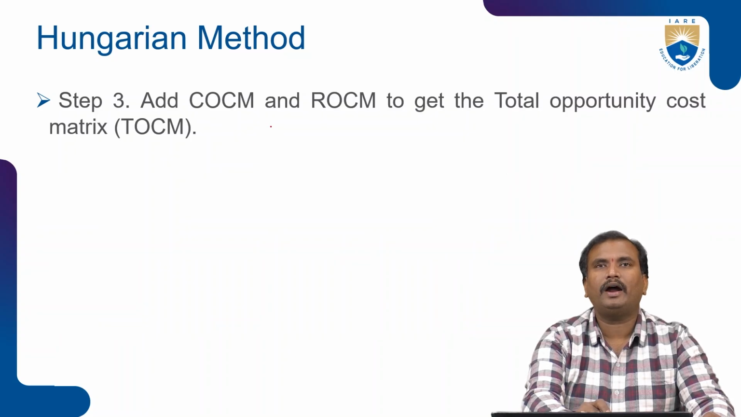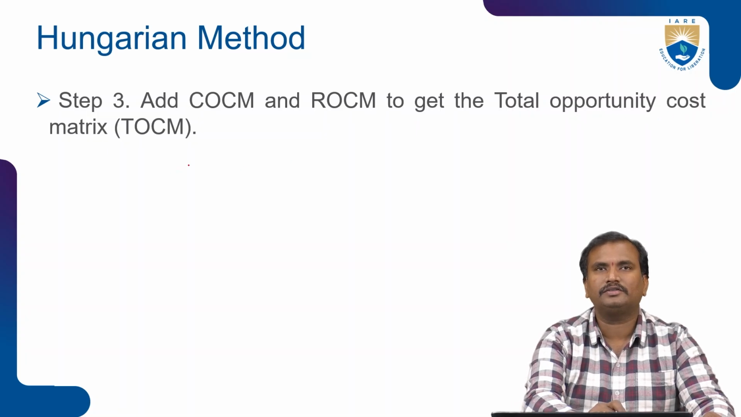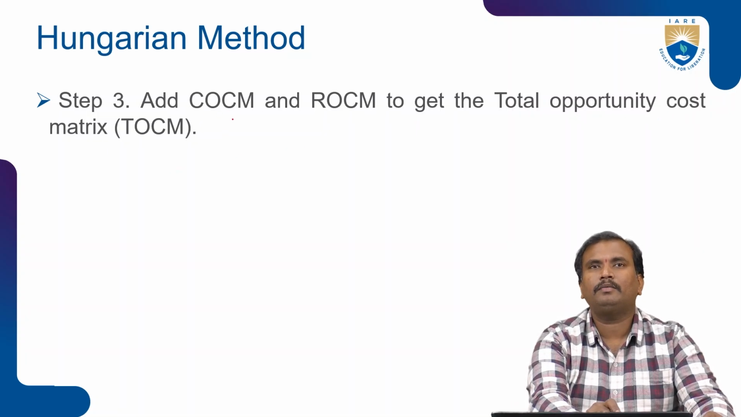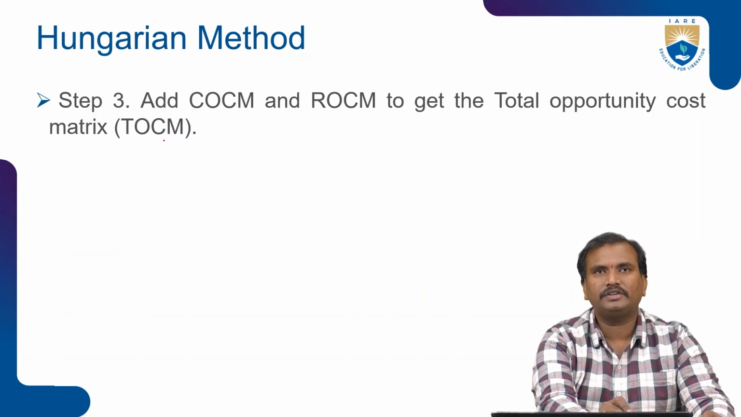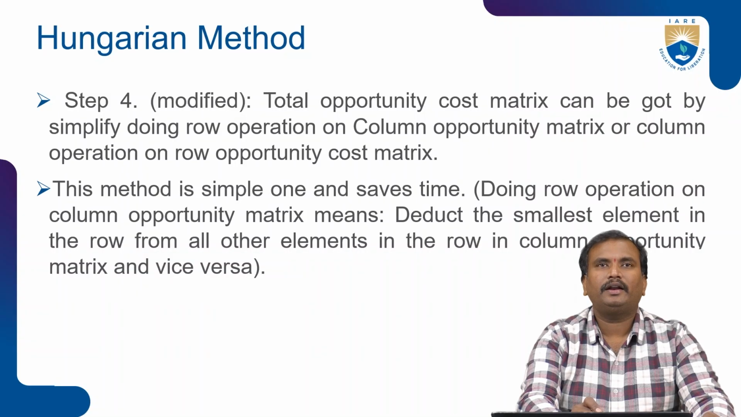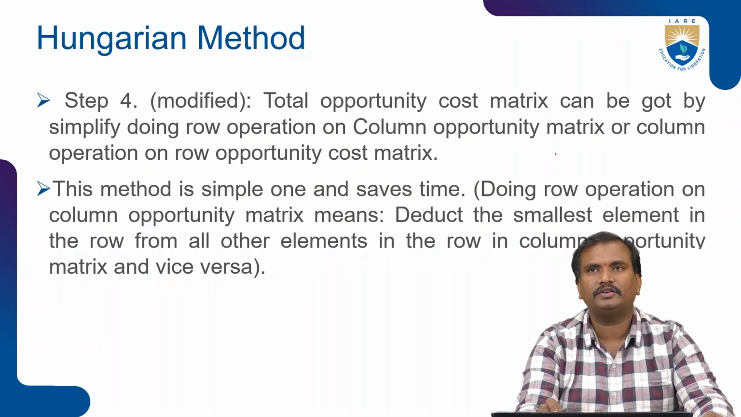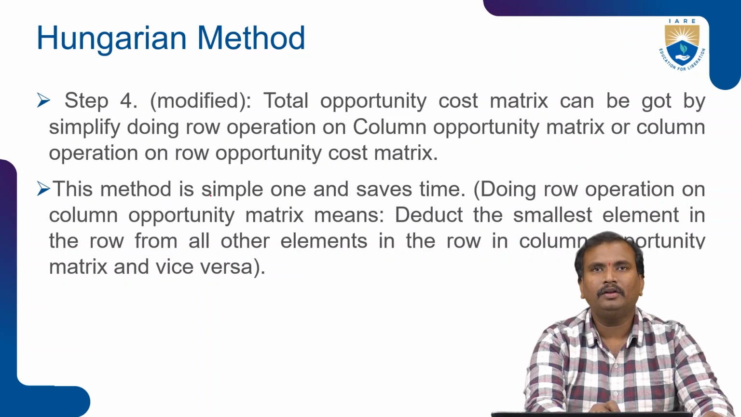And here we are going to add COCM and ROCM to get the total opportunity cost. We have to add the column opportunity cost matrix and the row opportunity cost matrix in order to get the total opportunity cost, that is TOCM, the total opportunity cost matrix. The total opportunity cost matrix can also be obtained by doing a row operation on the column opportunity cost matrix or a column operation on the row opportunity cost matrix.